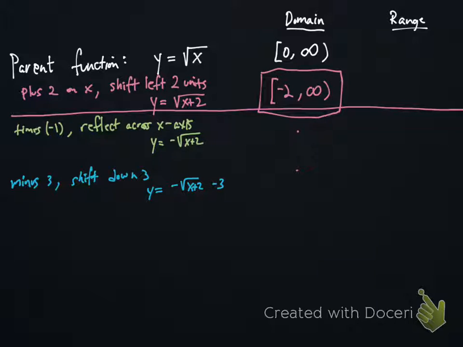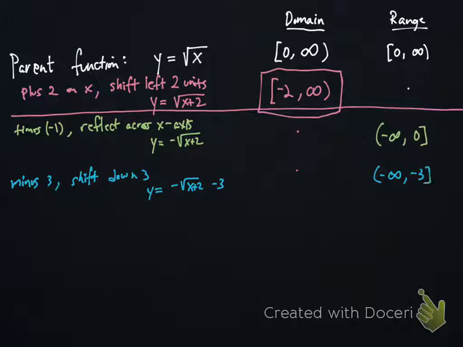And now let's take a look at the range. The original range for the parent function is 0 to infinity. The first thing we did was a +2 on the x, but that was a horizontal change, so it doesn't affect the range. Next, we had this reflection across the x-axis. Reflection multiplies all the y values, all the heights, by -1. And so now the new range goes from 0 down to -infinity. In interval notation, we put the smaller values to the left. And so this is -infinity to 0, open on the -infinity side, and closed on 0.